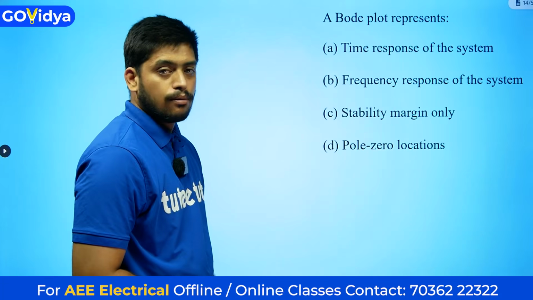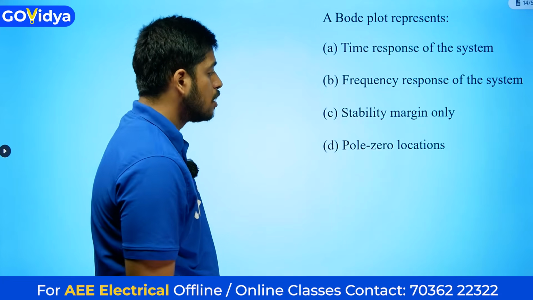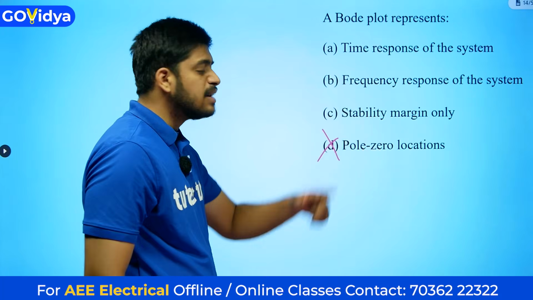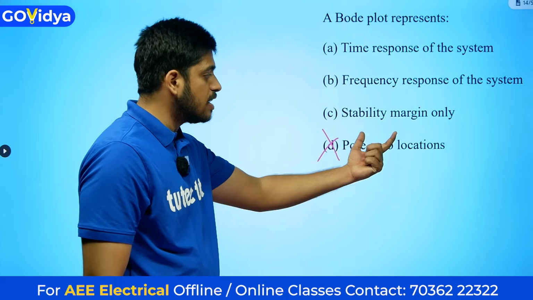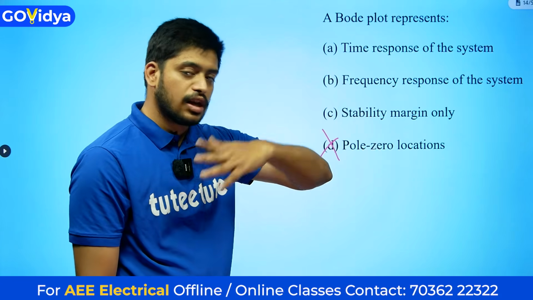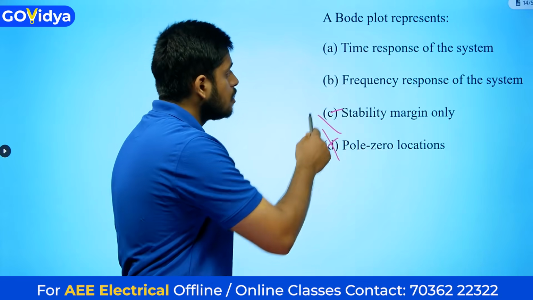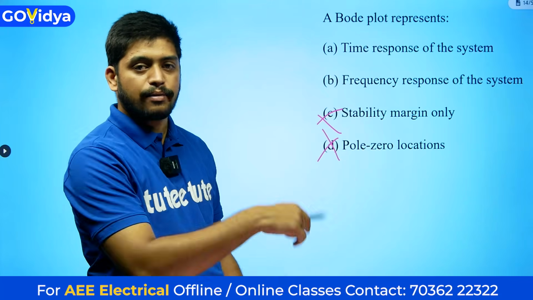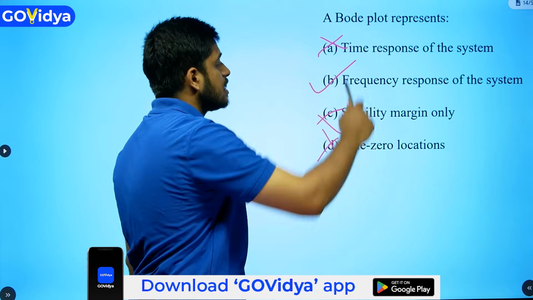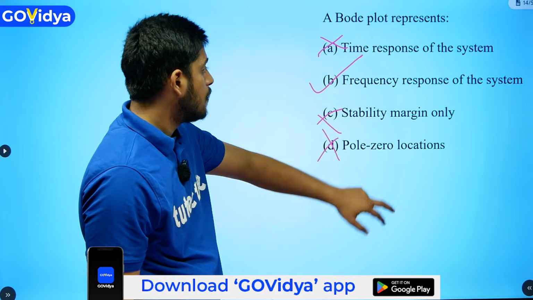Okay, coming to the Bode plot problems. A Bode plot represents, what does a Bode plot really represent? Pole zero locations? We have done that through the pole zero diagram, so this is not the option. Stability margin only? No. Through the stability margin, we can directly draw the pole zero diagram, and if the poles are in the right half or left half of the s-plane, we can directly tell the stability cases. So this is also not right. Time response of the system? No, the time response plot directly gives the time response of the system. This is also not right. What is the right answer? Frequency response. We are doing frequency analysis in the Bode, Nyquist or polar plot exactly. Okay, next question.